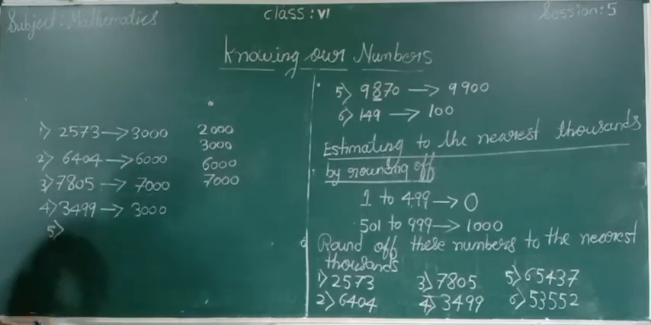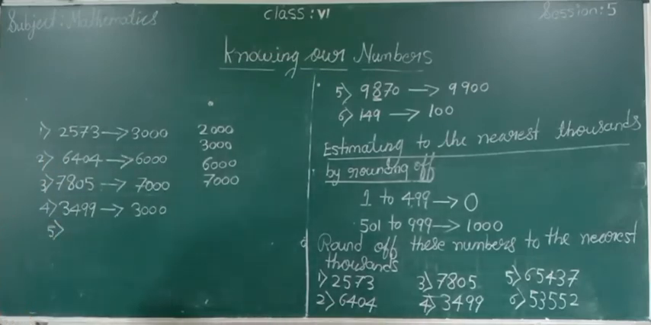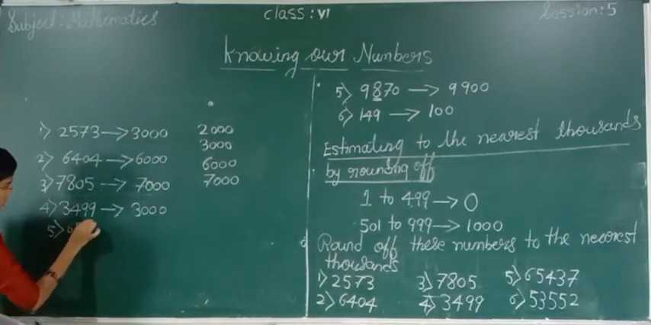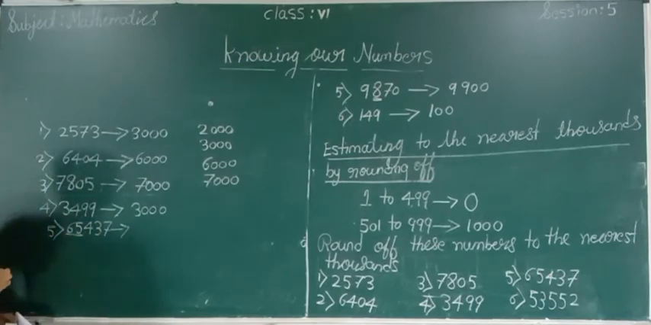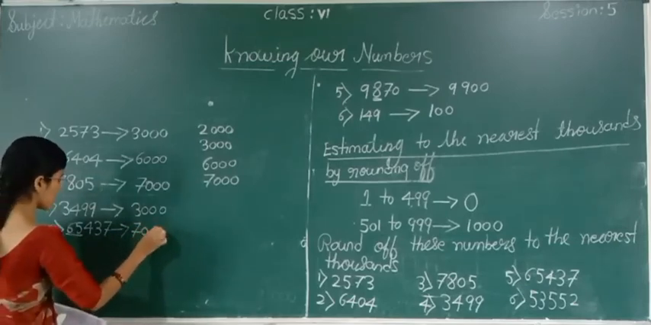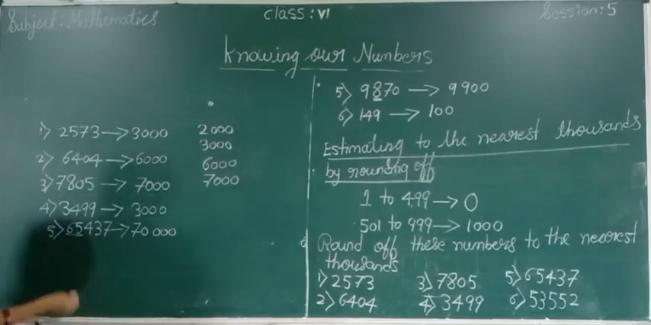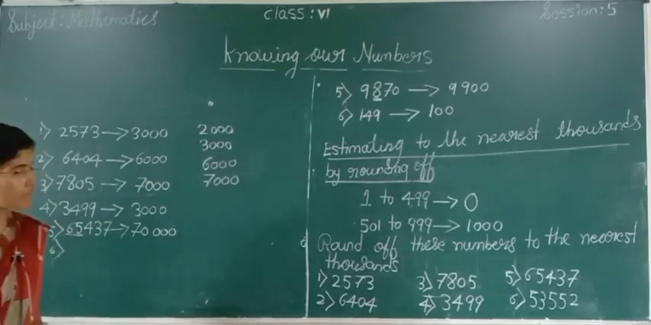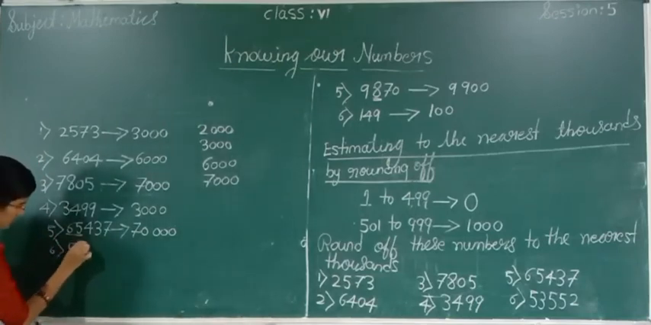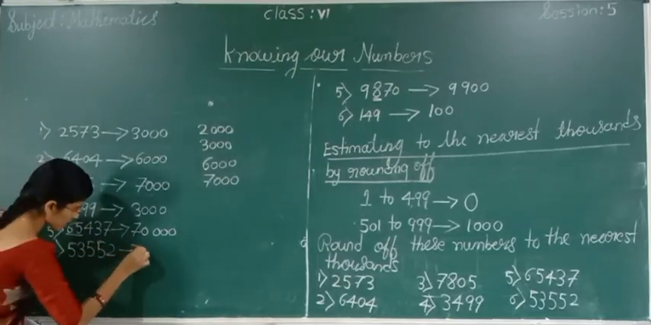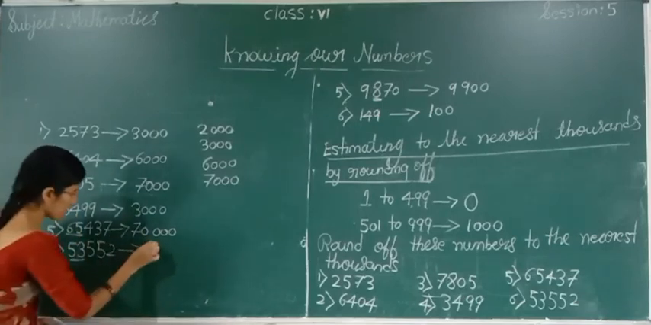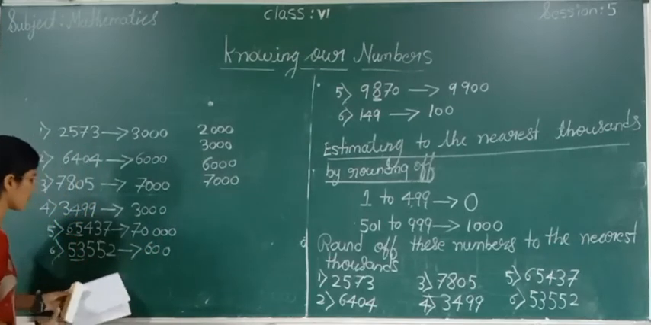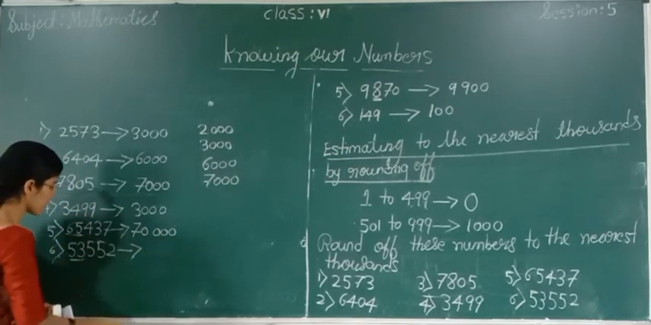Fifth one, 65,437. 65,437 is nearer to 60,000 or 70,000. It is nearer to 70,000. Next, sixth one, 53,552. Now tell me, is this number nearer to 50,000 or 60,000? It is nearer to 50,000. Okay, therefore we will estimate this to 50,000.